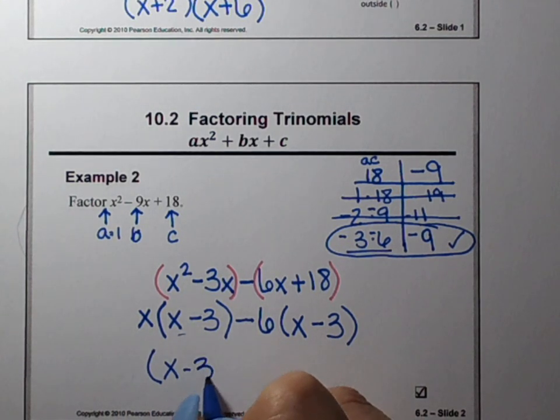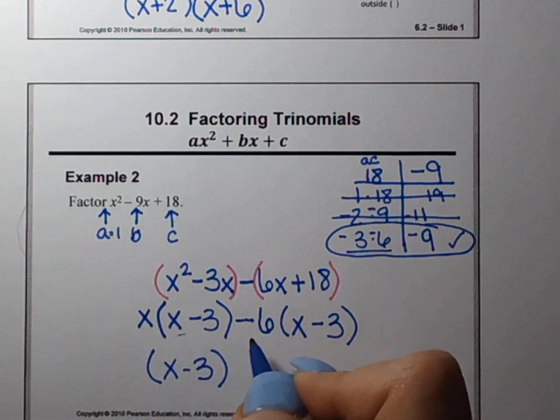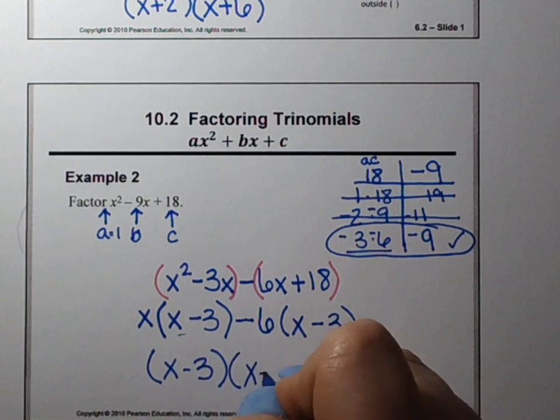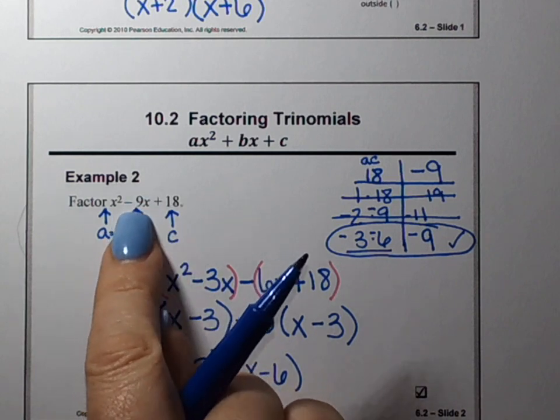Alright, so that first factor is x minus 3. The second factor comes from outside of the parentheses. So I've got an x and an x and a -6. So I've got x minus 6 as my second term. So this is the factored version of my trinomial.